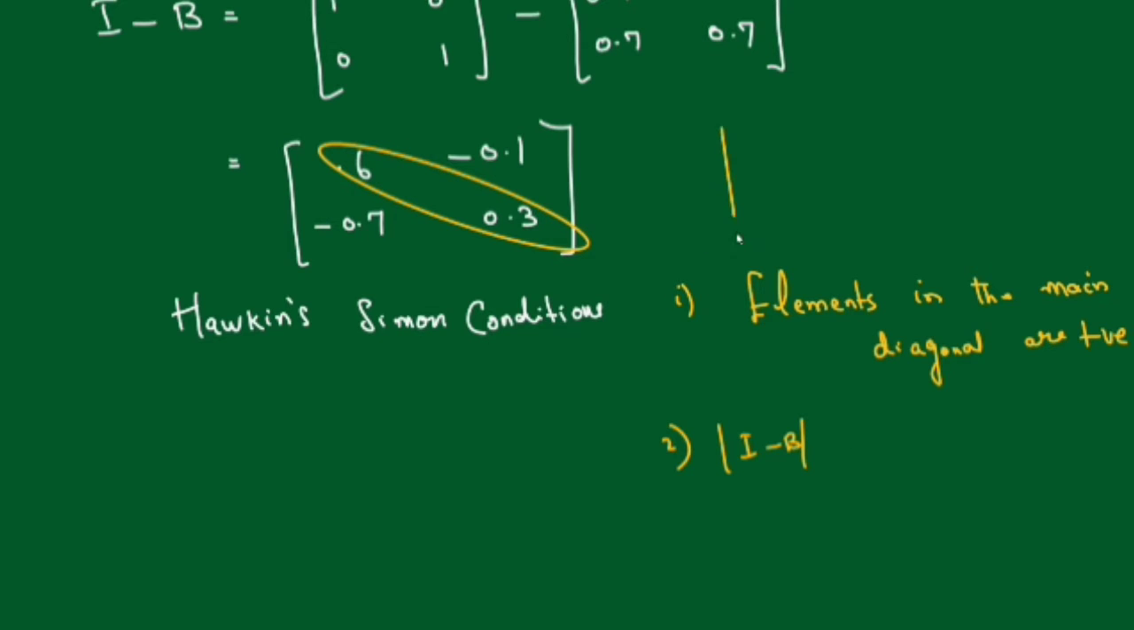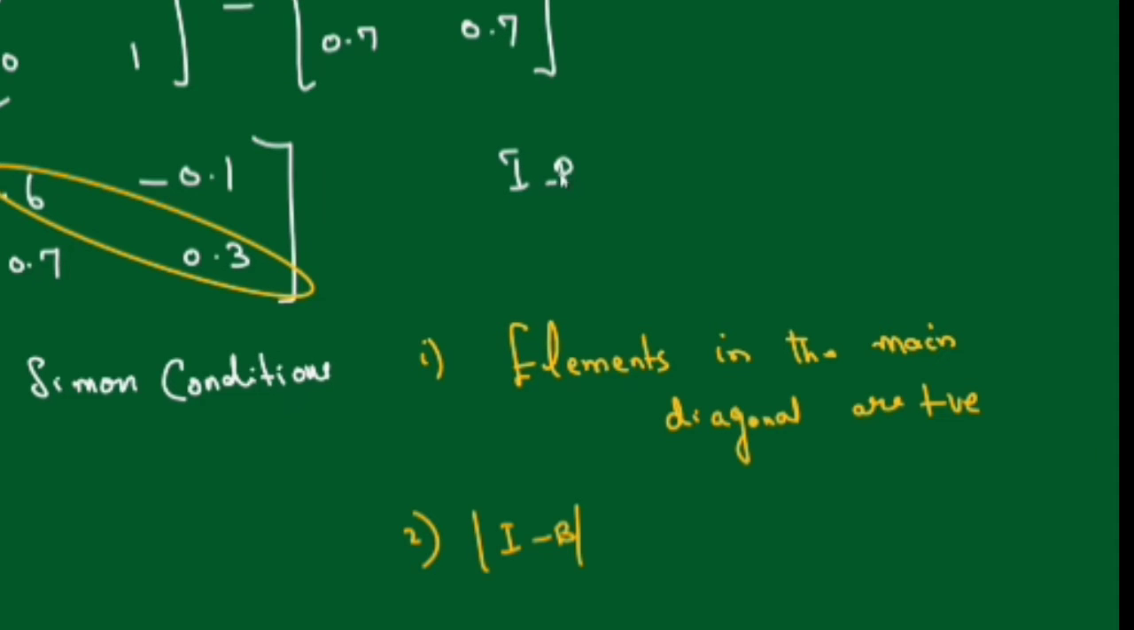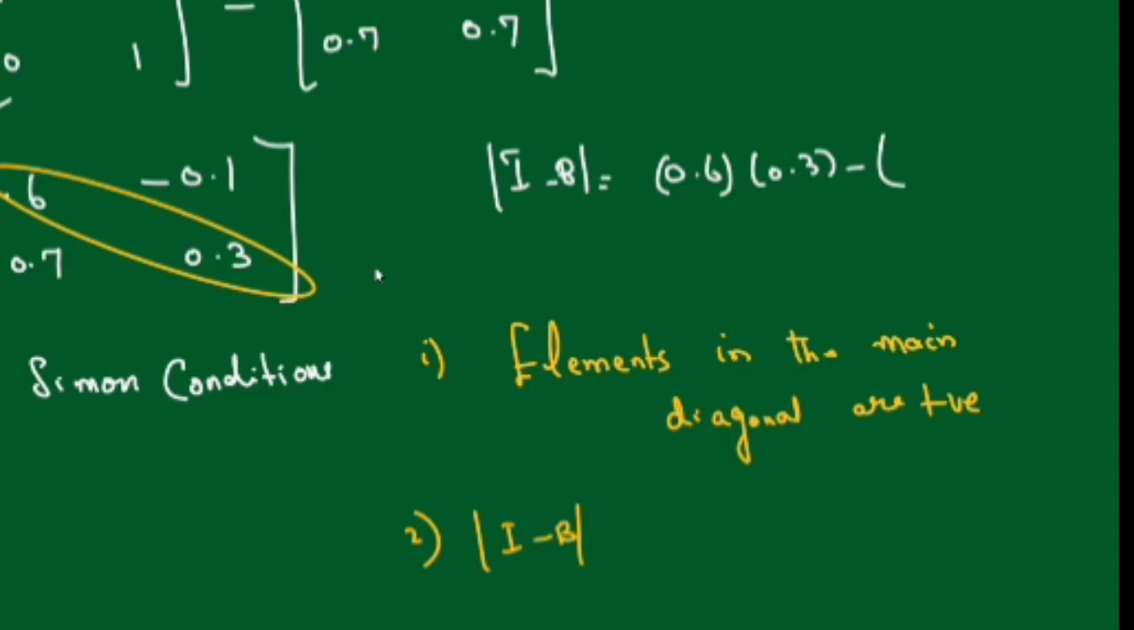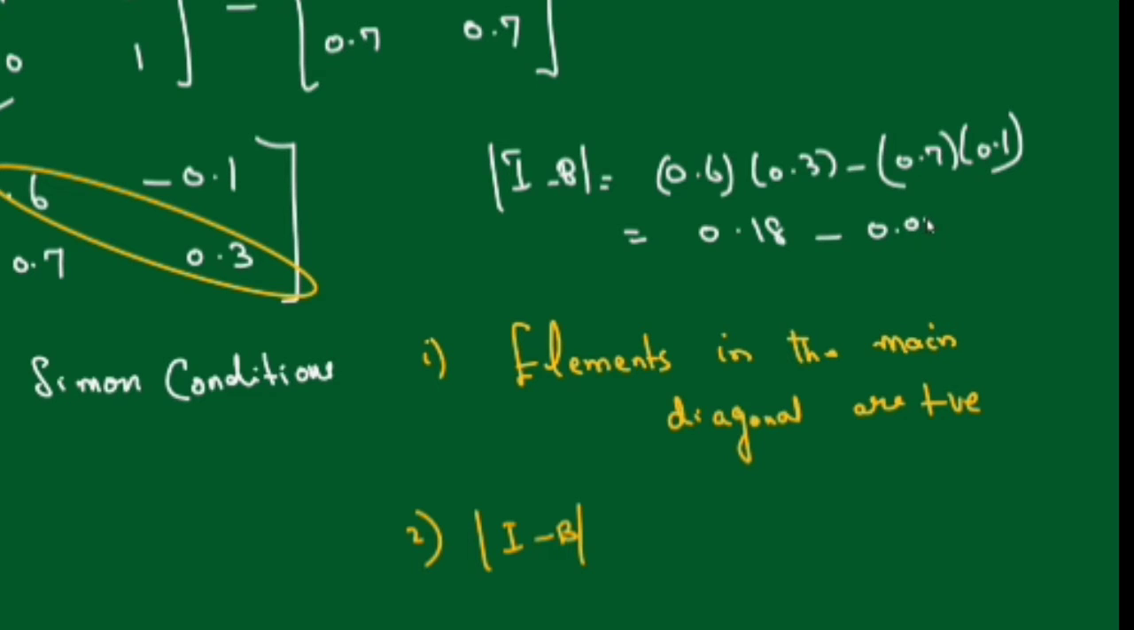So we have to find the determinant. How do you find the determinant of I minus B? Cross multiply 0.6 by 0.3, minus, this minus into minus is plus, 0.7 into 0.1. So 0.18 minus 0.07. It is 0.11. So it is positive. The determinant of I minus B is positive.